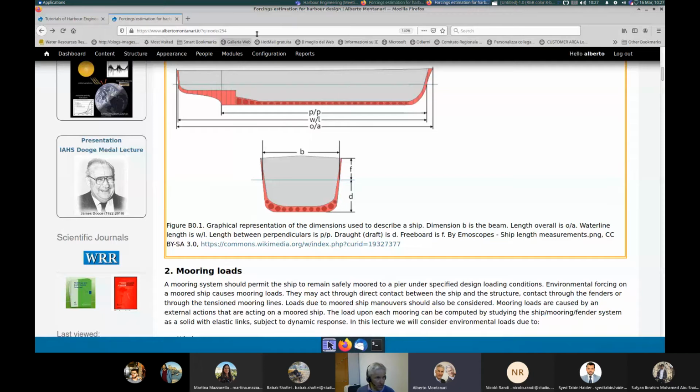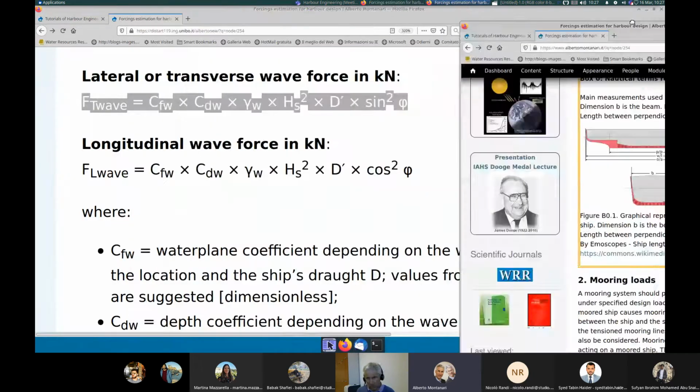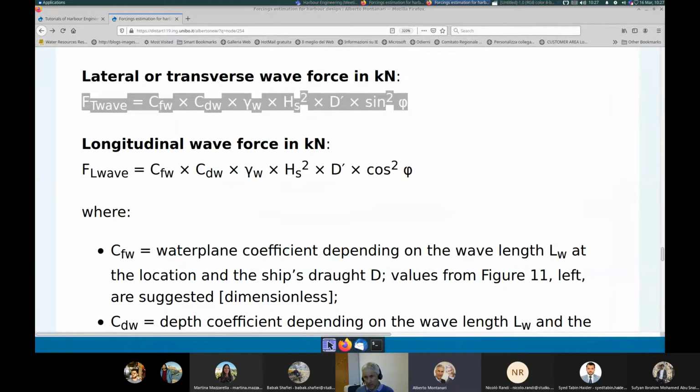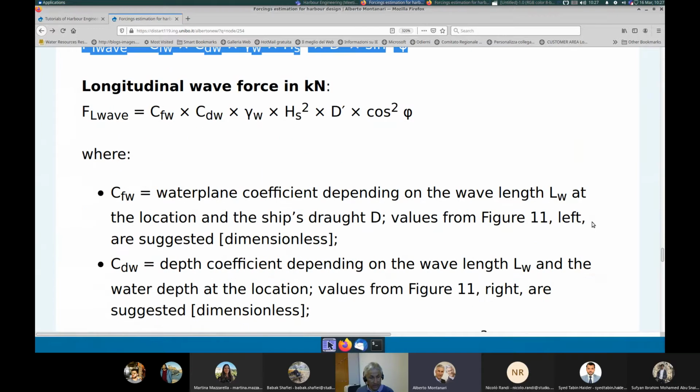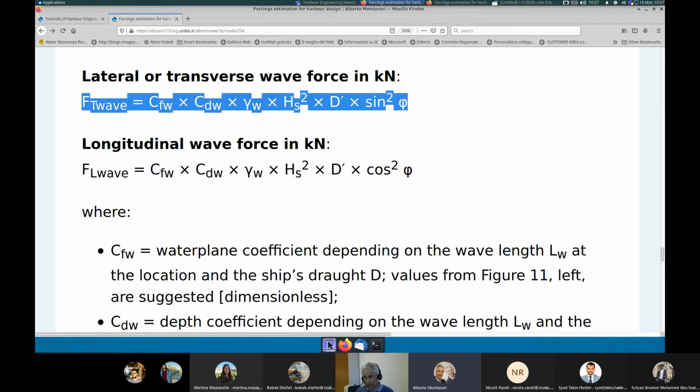Now, as I said, it depends on the wavelength and the water depth at location. Again, there is an abacus which I can show you later. And now I'm getting the abacus in the other window, so I can shift to it. Here we are. Okay, so let me show the abacus to you.